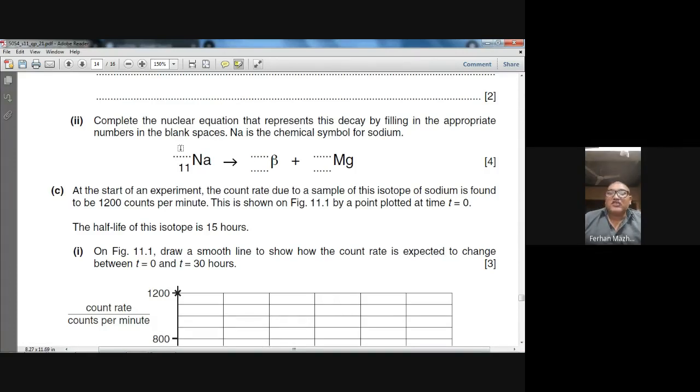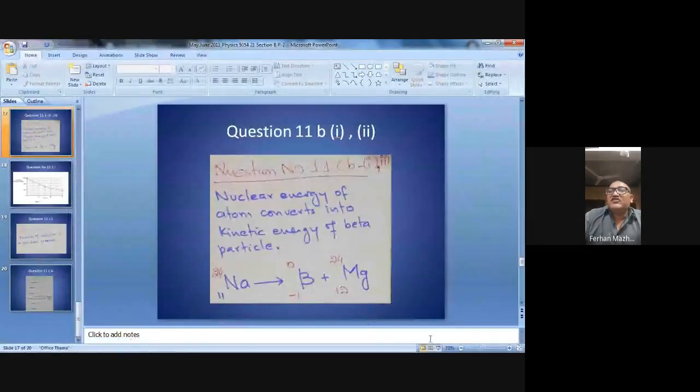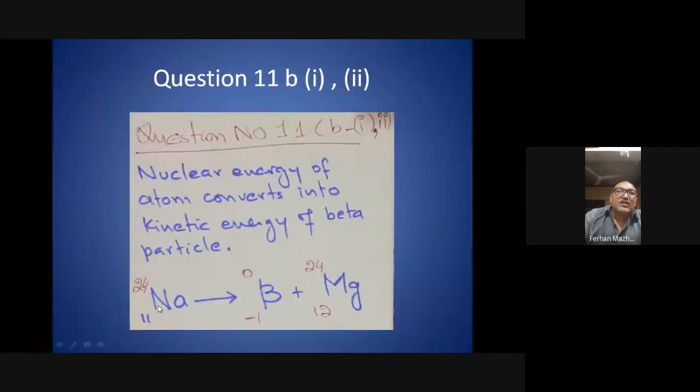The proton number of the sodium, which is the parent nucleus, is 11, and the daughter nucleus will have a proton number one more. So its proton number will be 12. On the beta particle, at the bottom we write -1, and on the top we write 0. I have written this on a paper. You can see this equation showing on your screen. So on the top of the sodium, I have written 24. For beta, on the top I will write 0, bottom -1. And for magnesium, at the bottom I will write 12, on the top I will write 24.